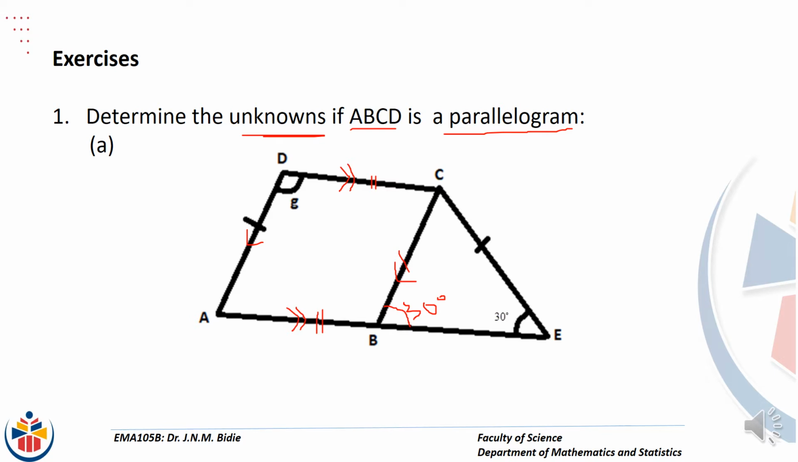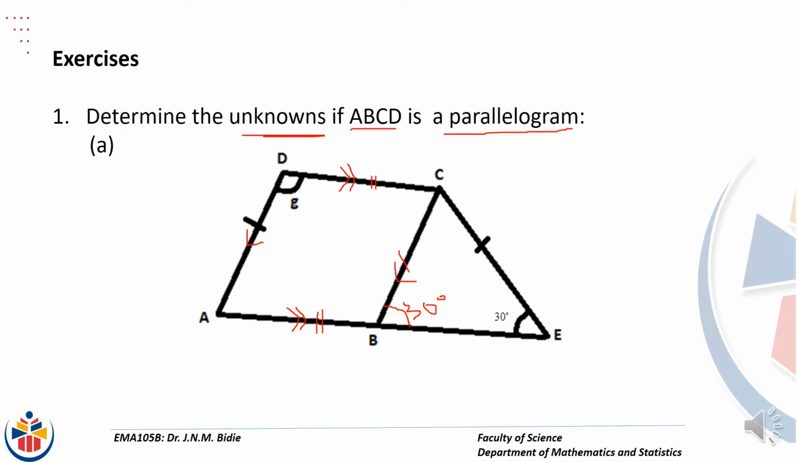So angle CBE is 30 degrees, equal to angle E, because they are base angles of an isosceles triangle. Because we have been given that CE is equal to DA, and we know that DA is equal to CB because opposite sides of a parallelogram are equal and parallel. So DA equals CE equals CB.